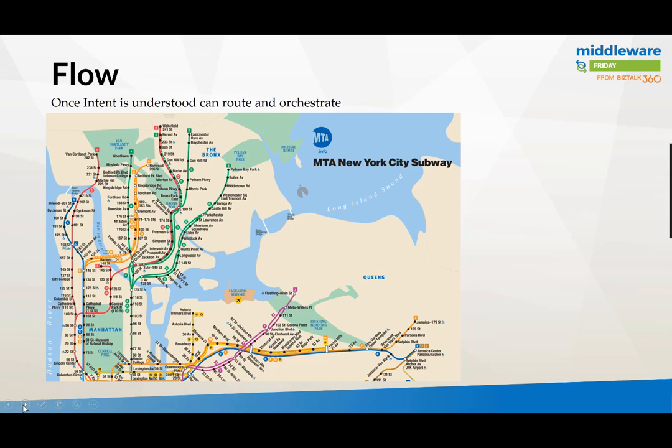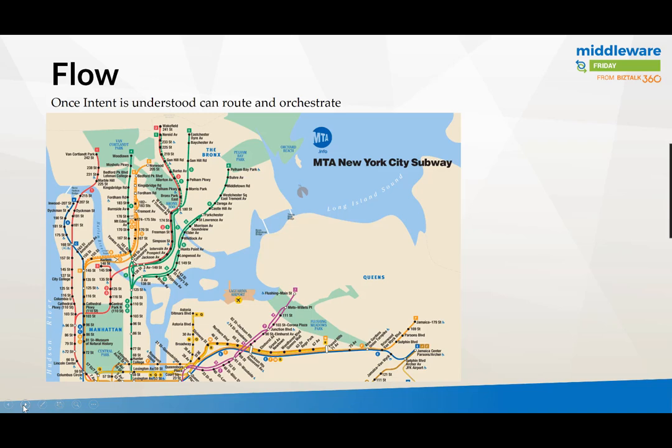You can think of this as if you're going to New York City and you're looking at an overwhelming subway map like this. You go up to someone and ask them for directions, and they're going to say, where are you trying to go to? And you're going to say, I'm going to Yankee Stadium in the Bronx. So that's your intent, right? And then the person helping you is going to be able to give you the directions in order to get there.